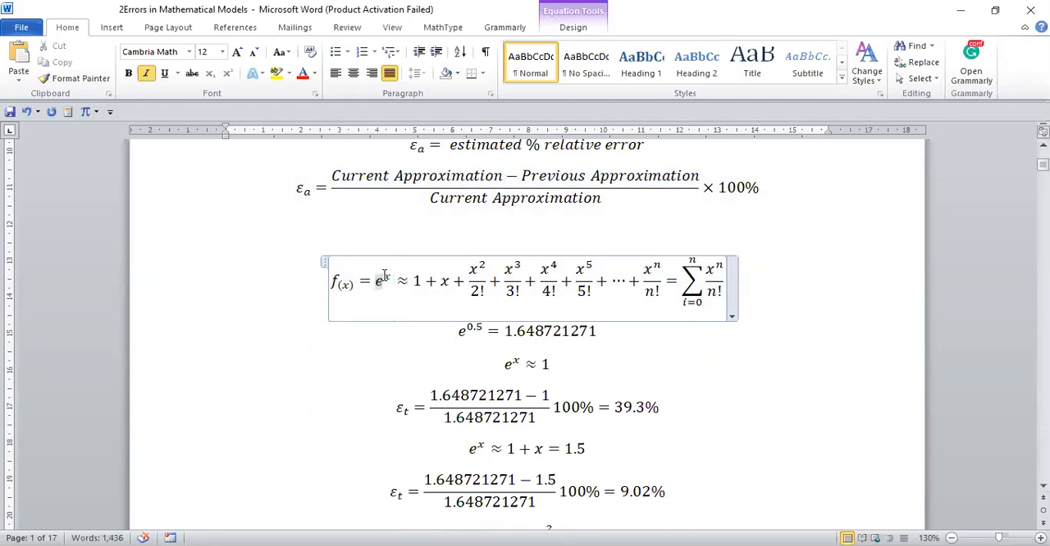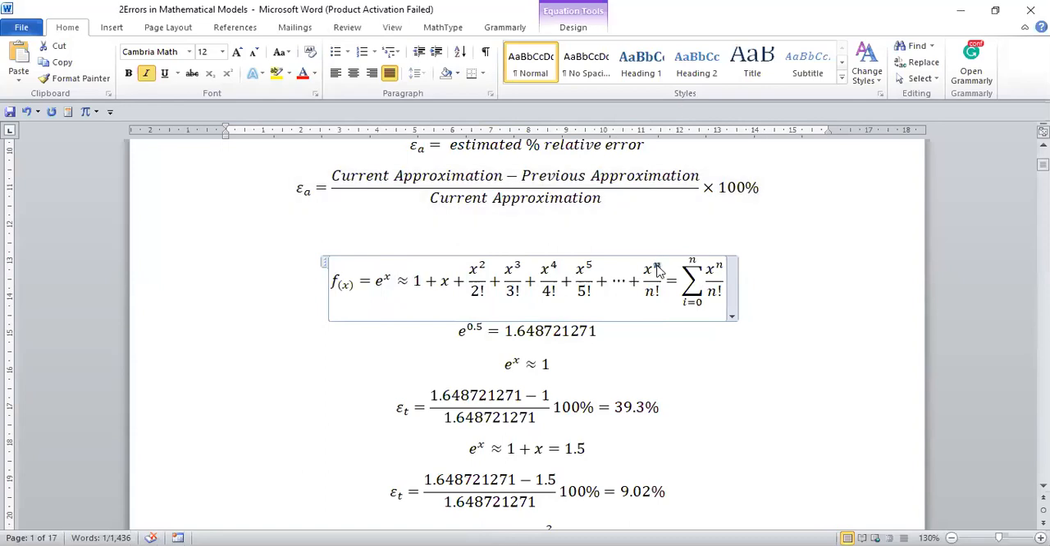So this function can be approximated by this Maclaurin series. The Maclaurin series expansion of this exponential function is equal to this summation. You start at 1, then you add x, then you add the third term, the fourth term, the fifth term, the sixth term, and it goes on and on. It's actually infinite, but this n just represents when you want to stop.